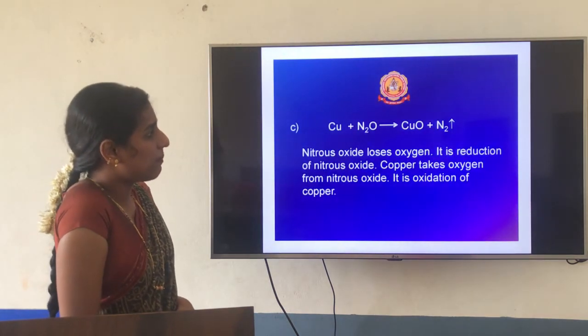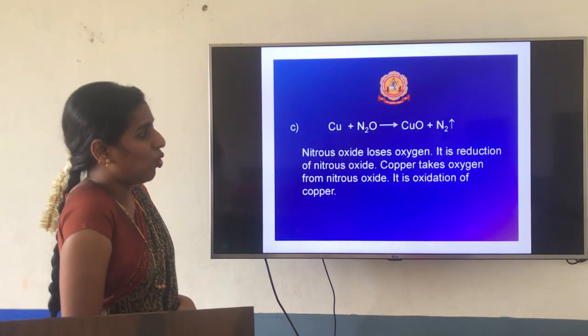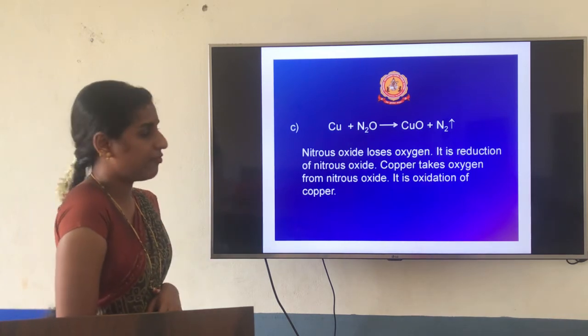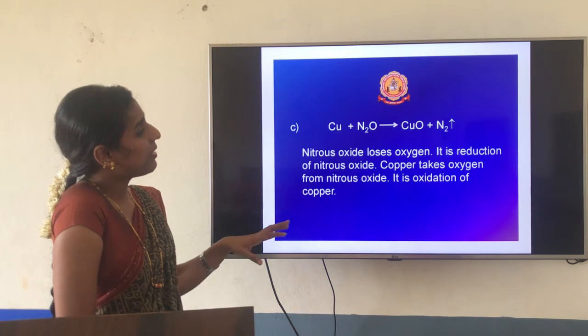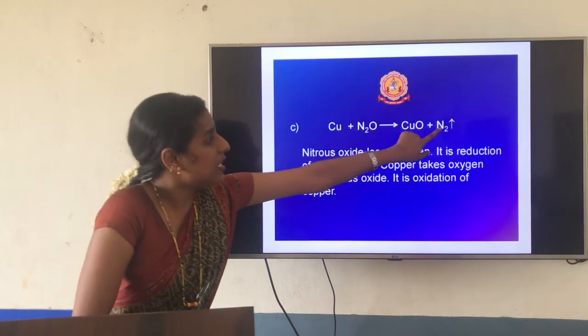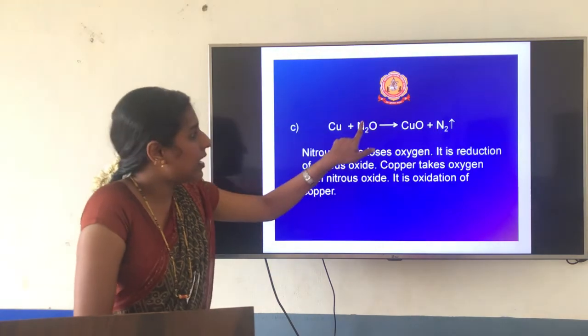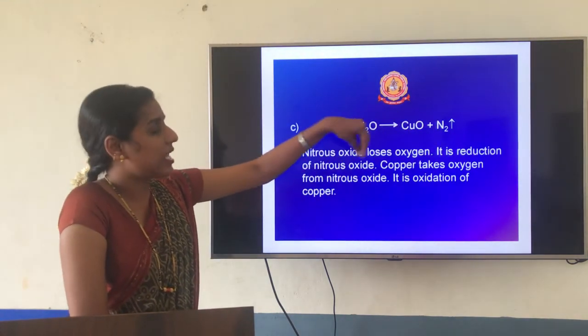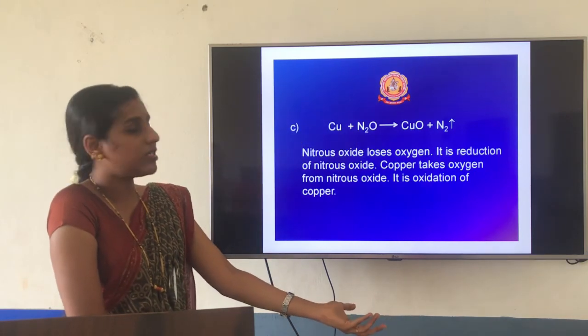So one more example, Cu plus N2O, which gives CuO as well as N2. Same example we have taken before. So here again the same thing is happening. You can go with oxygen. Here oxygen is there, here oxygen has been removed. Your nitrous oxide has been turned into nitrogen. Oxygen has been removed, so that is nothing but reduction.